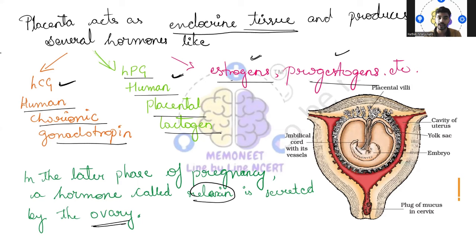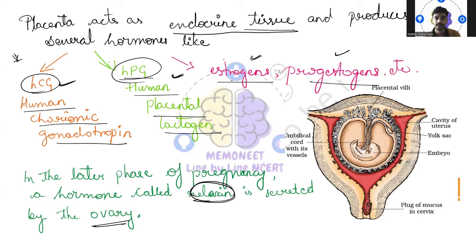Another very important thing about these hormones, HCG, HPL, estrogen, progesterone, is that out of all these hormones, HCG, HPL, and relaxin are the three hormones which are normally produced in the woman only during the pregnancy. You're getting it? So, in addition, what happens during the pregnancy?